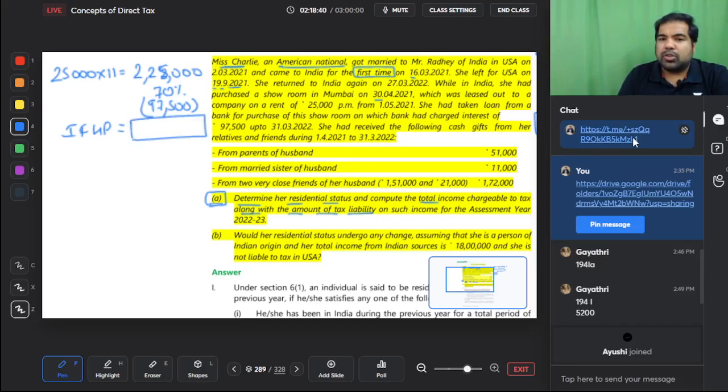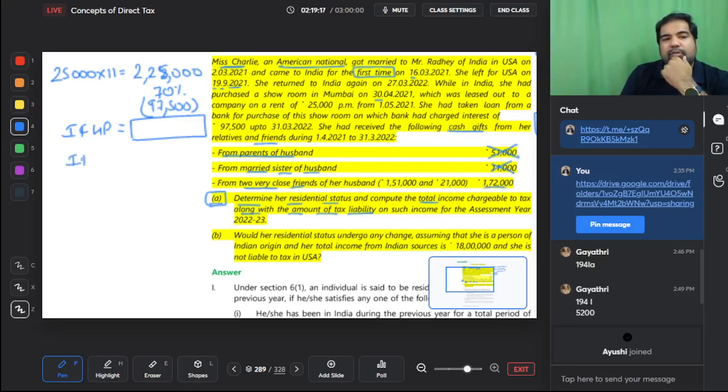And then she had received the following cash gifts from her friends. Cash gift from parents of husband: if you remember, guys, relatives include, first, your spouse; then your brothers and sisters, your husband's brothers and sisters, and your parents' brothers and sisters; and lineal ascendants and descendants, people above you and below you, and for your husband also, people above and below them. These are your relatives, so this is a relative and hence not taxable. The married sister of husband is a relative, not taxable. Two very close friends, even if they are very close, guys, this one will be taxable.